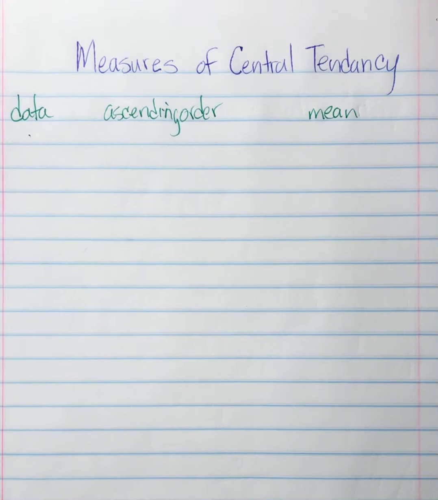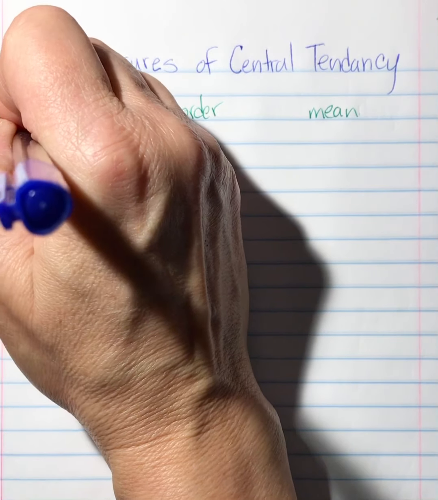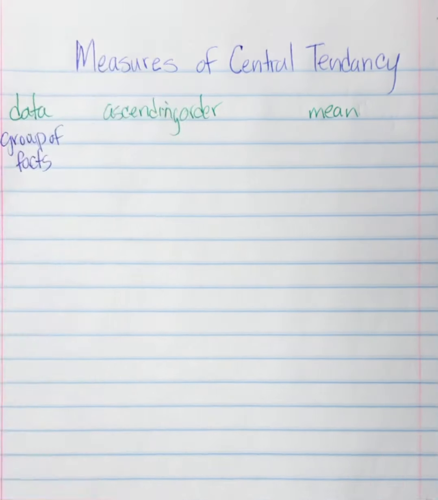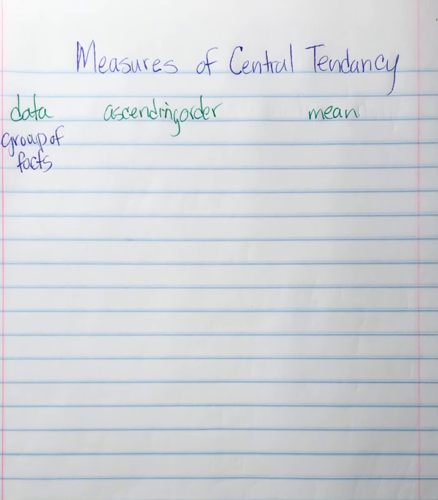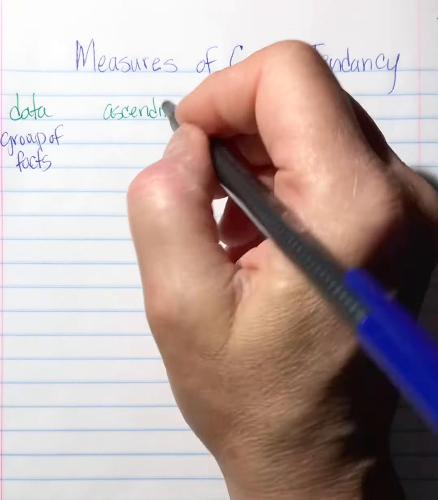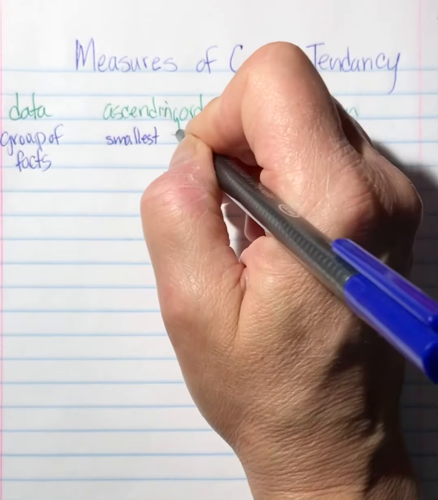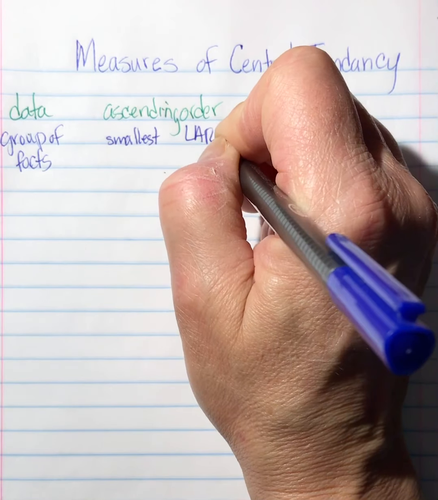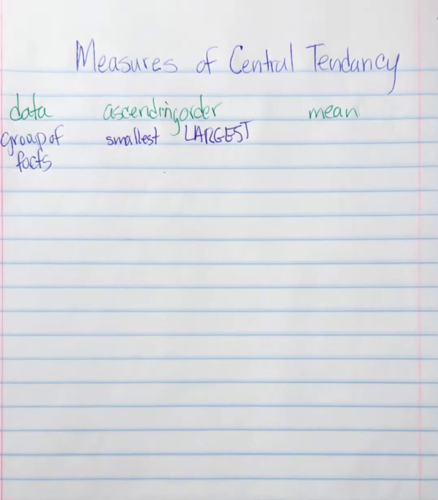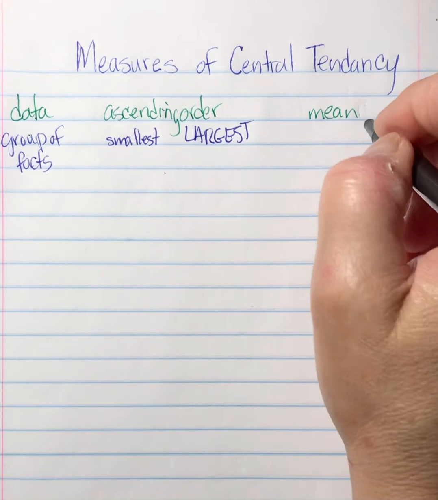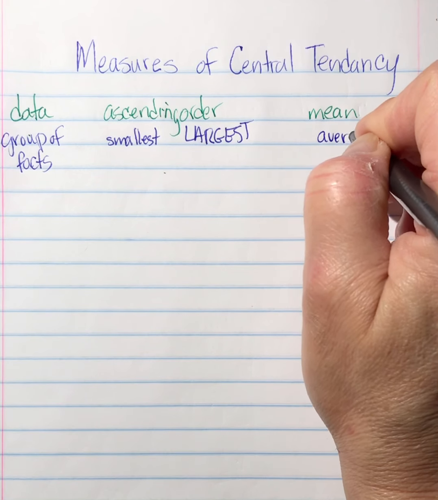So data just means you have a group or a collection of facts. A lot of times when people say data, they are talking about numbers, but it doesn't necessarily mean numbers. Data is facts. Ascending order means smallest and going gradually up to largest. Another word that people sometimes use for ascending order is a sorted data pair or a sorted data list or set.